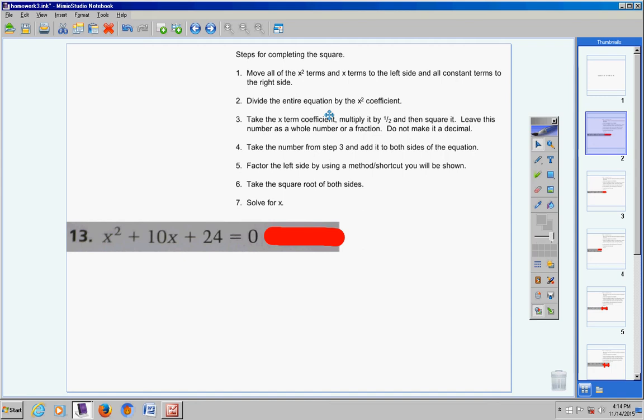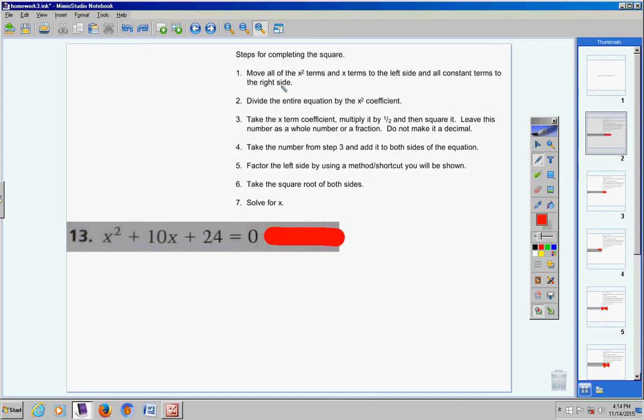Now, one of the directions says to check your answers graphically. I'm not worried about that now. We will learn about that later, just not on this lesson during this homework assignment, okay? Alright, let's solve this equation by completing the square. That's a method. We're going to learn many methods during this chapter. The method today that we are using is complete the square, okay?